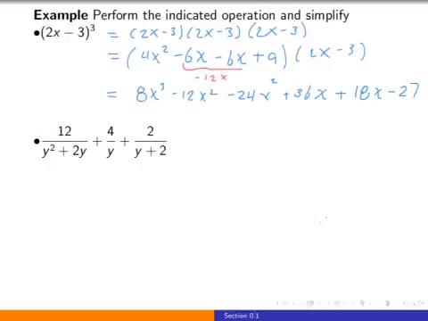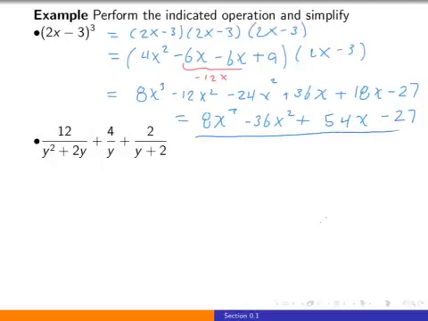And the last step is to combine together all like terms. So you have 8x cubed. In terms of the quadratic terms, there's minus 12 and minus 24 of them. So that gives us minus 36. And then we combine together the x terms, 36 and 18, so 54 x's. And then we have one constant term, the minus 27. And this would be the simplified solution.